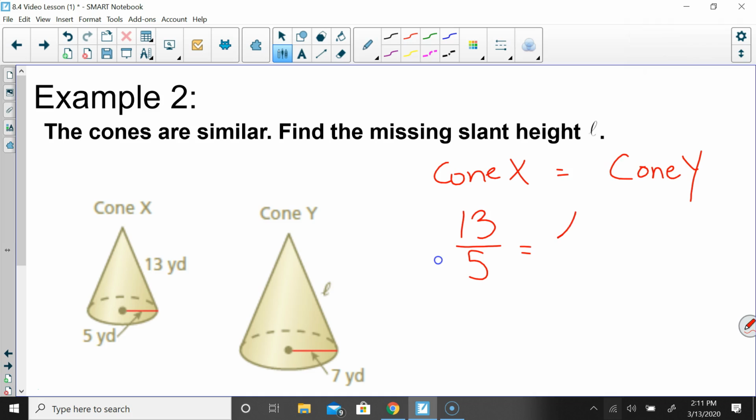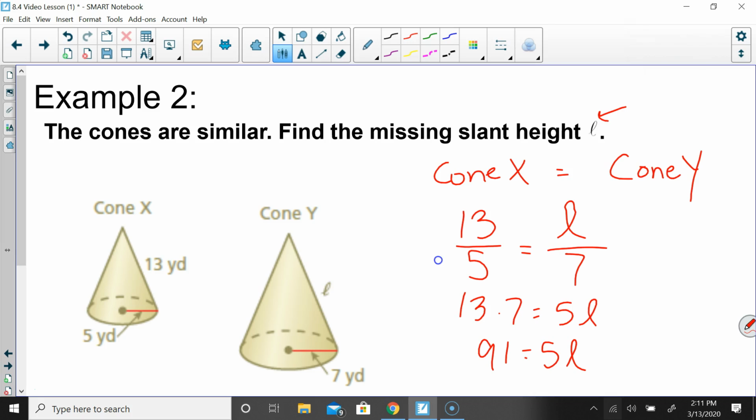So that is a cursive L, this symbol is a cursive L, and slant height is always denoted with the variable L. Since radius was on the bottom in cone x, radius has to be on the bottom in cone y, so that's 7, and I can just do the butterfly method to solve for the slant height. 13 times 7 equals 5 times L. 91 equals 5L.